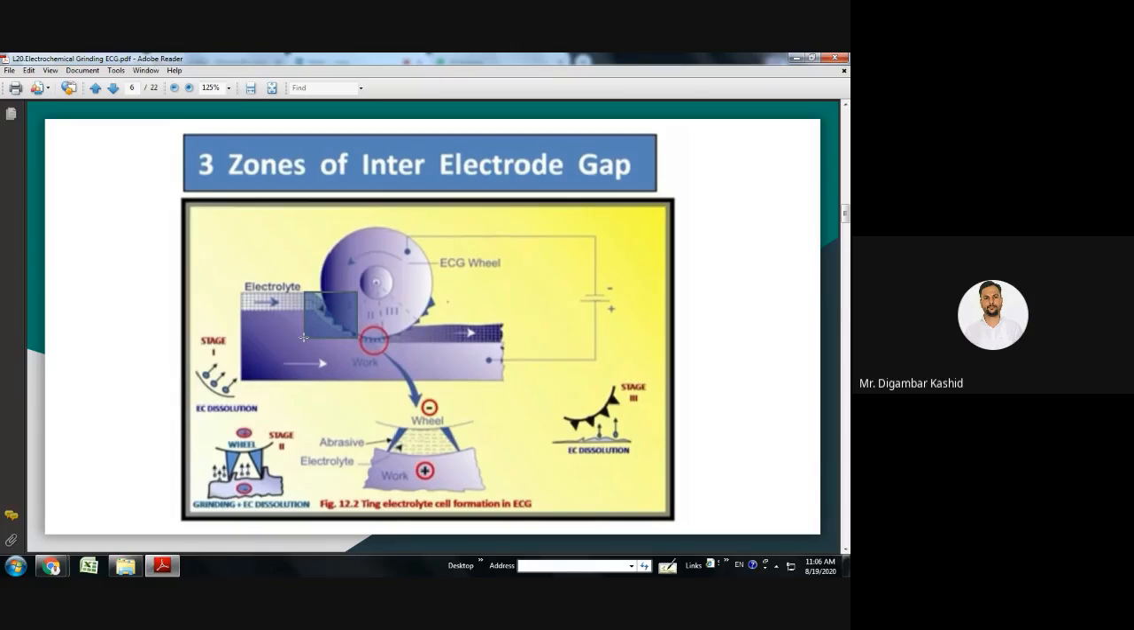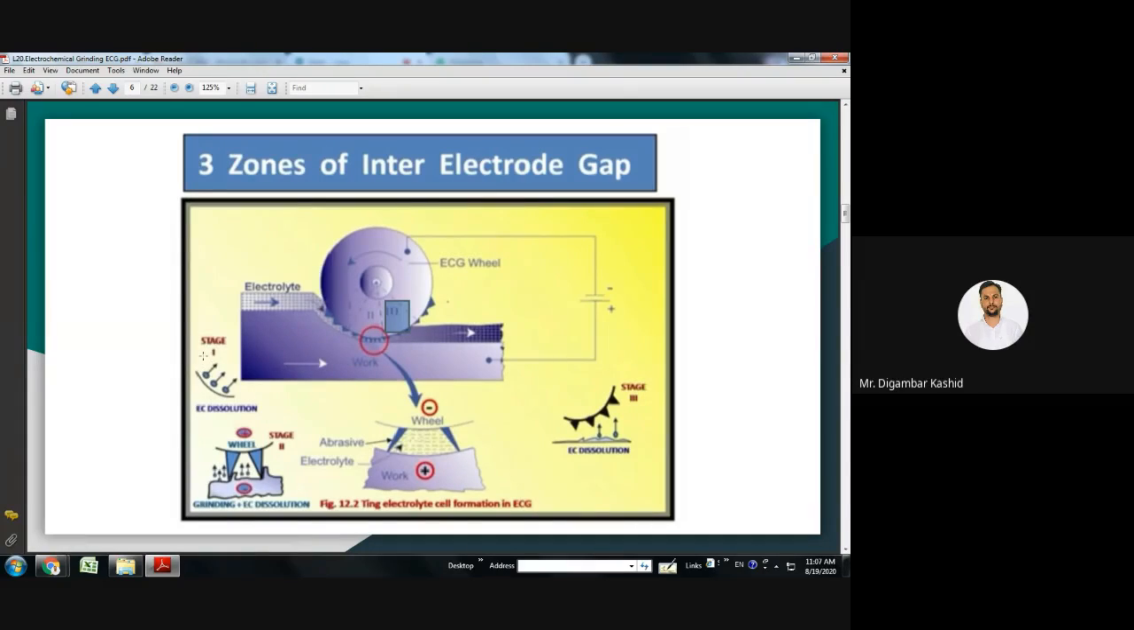In the case of zone 2, you can see here, the abrasive particles or grinding wheel touch the workpiece surface. So here both electrochemical machining and the mechanical abrasive grinding operation will be there, and material removal is taking place due to both electrochemical machining and grinding action. Then we come to the third stage.